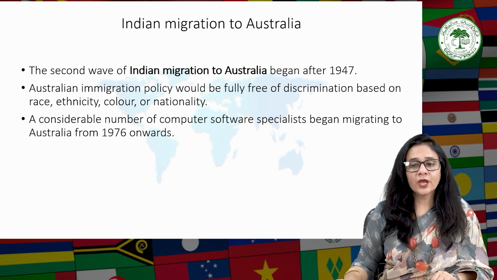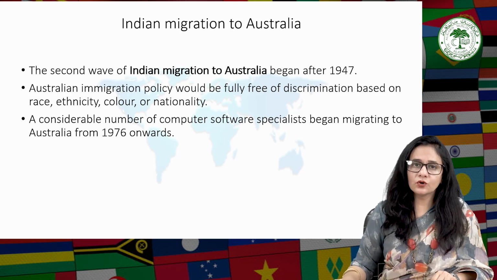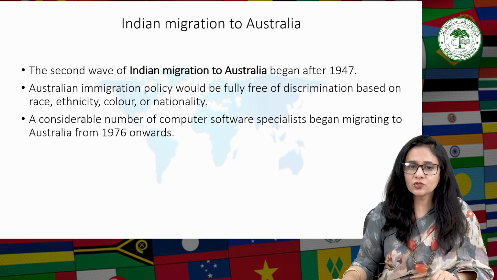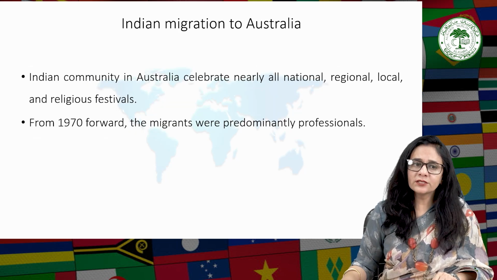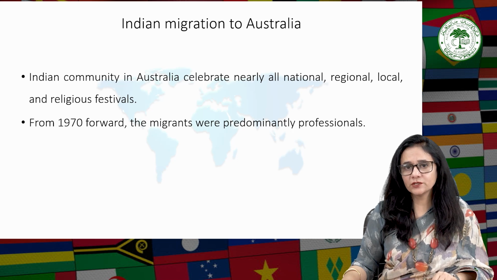With the change in communication technology, that is called the IT boom, a considerable number of computer software specialists began migrating to Australia from 1976 onwards. From 1970 forward, the migrants were predominantly professionals.